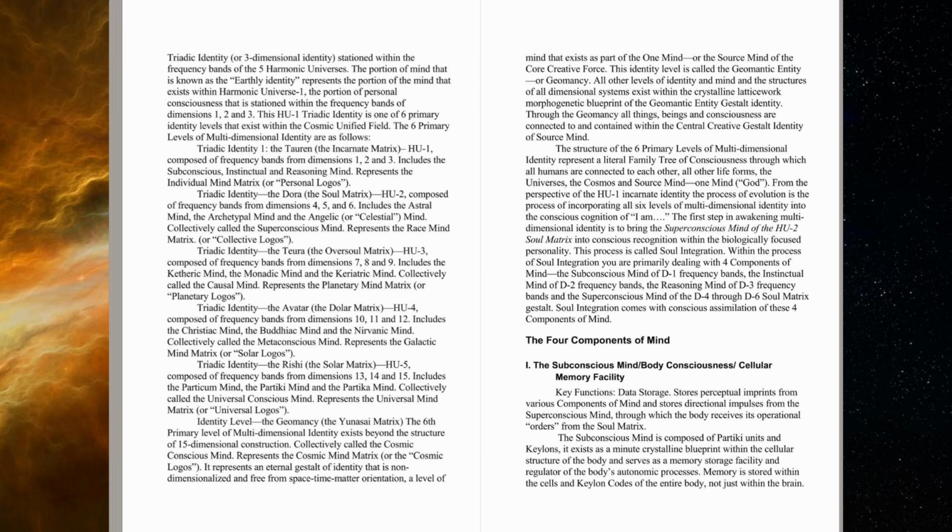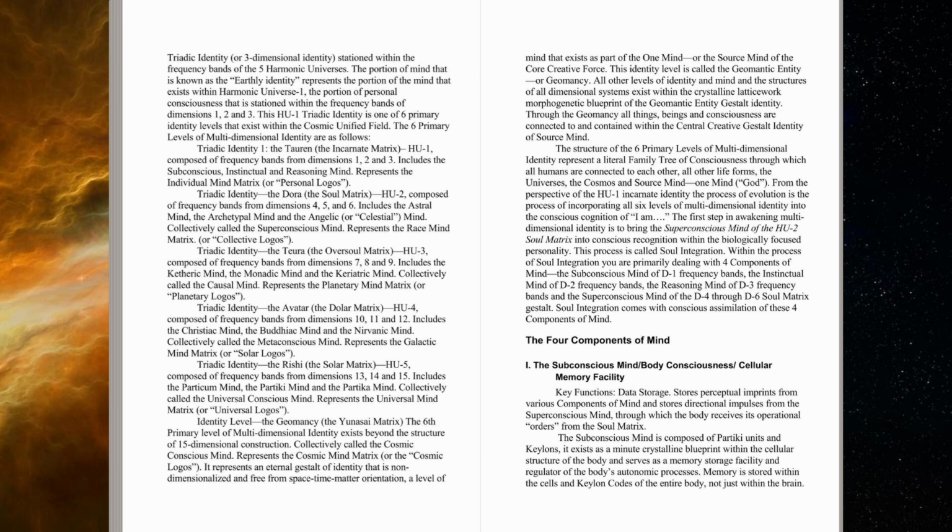Triadic Identity 2, the Dora, the Soul Matrix, Harmonic Universe 2, composed of frequency bands from dimensions 4, 5, and 6, includes the astral mind, the archetypal mind, and the angelic or celestial mind, collectively called the Superconscious mind, and represents the race mind matrix, or collective logos. Triadic Identity 3, the Tura, the Oversoul Matrix, Harmonic Universe 3, composed of frequency bands from dimensions 7, 8, and 9, includes the Etheric mind, the Monadic mind, and the Kyriatric mind, collectively called the Causal mind, and represents the planetary mind matrix, or planetary logos.